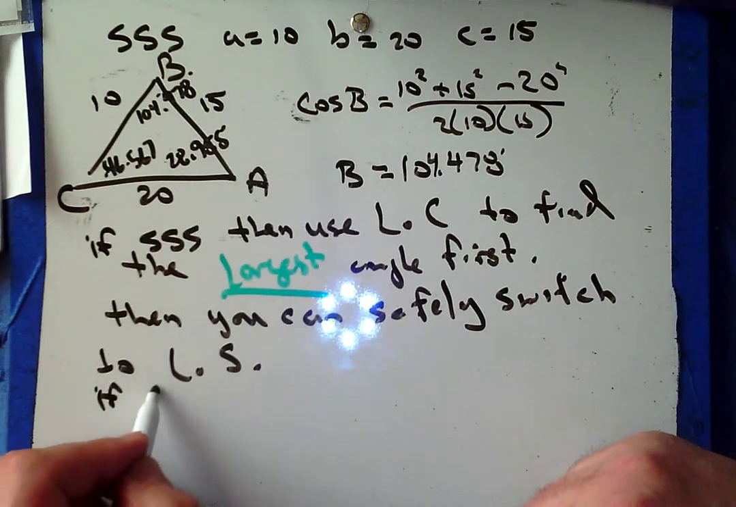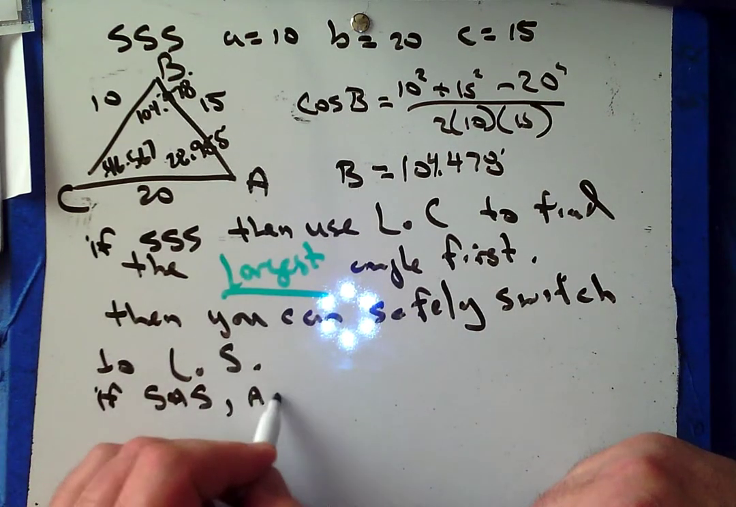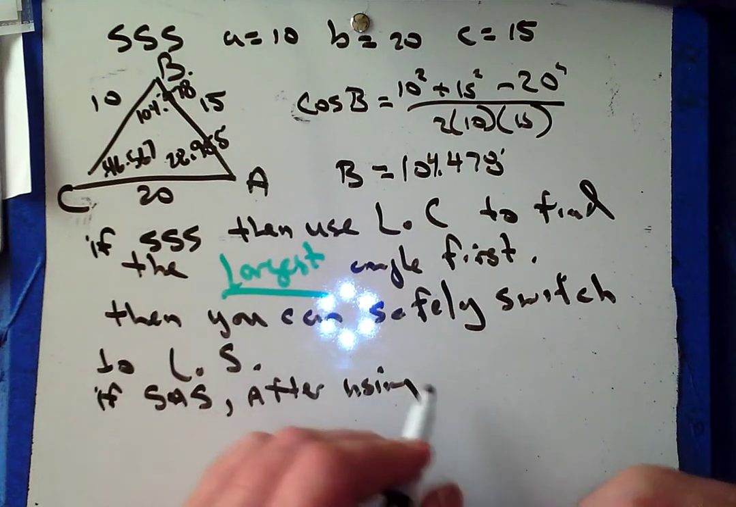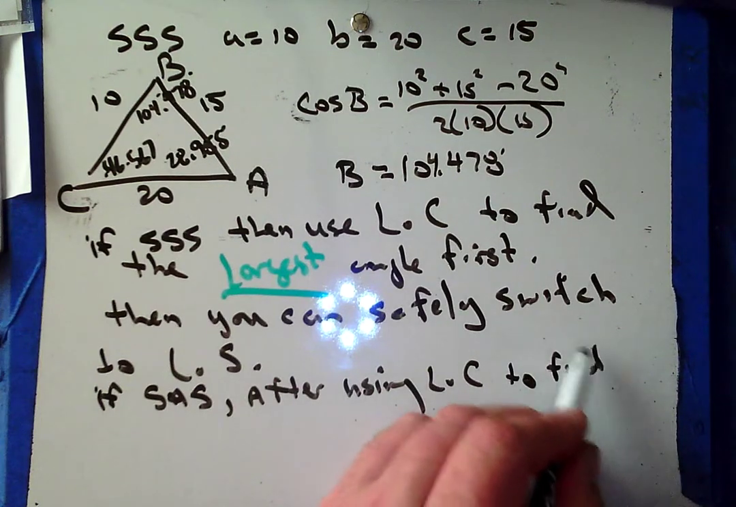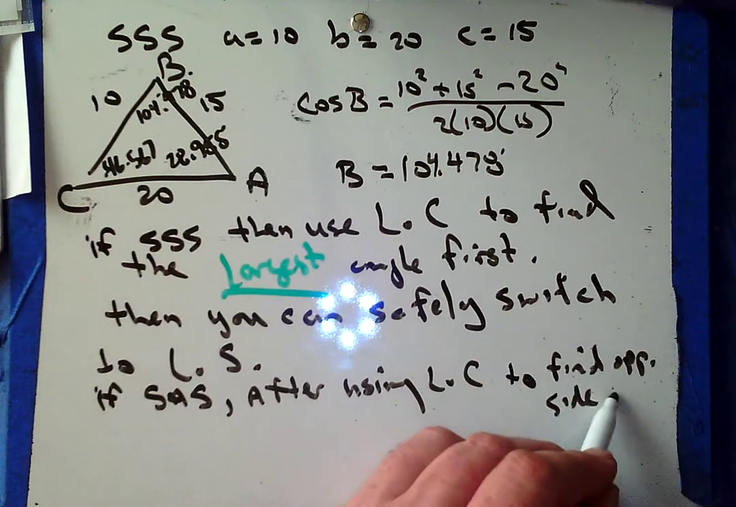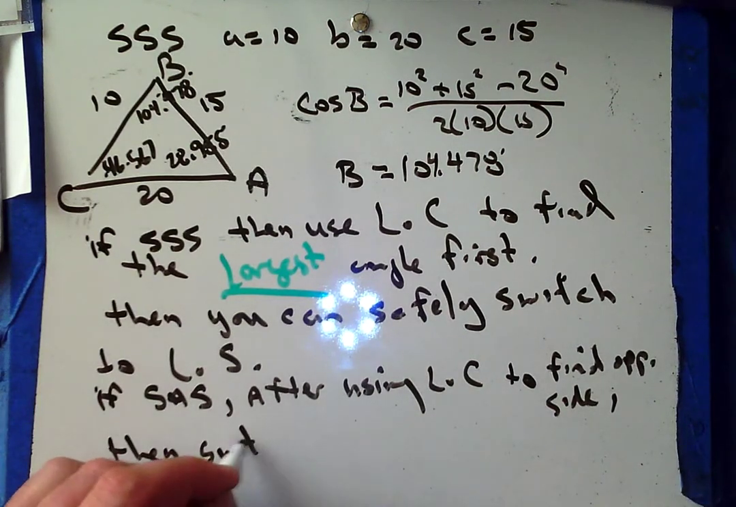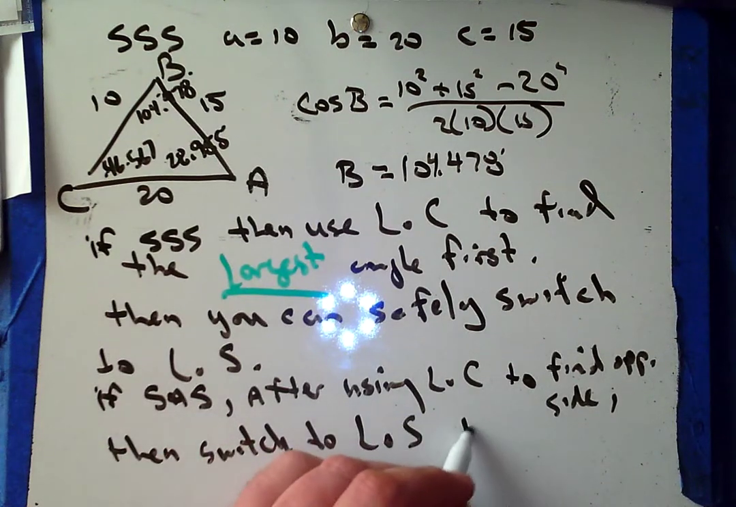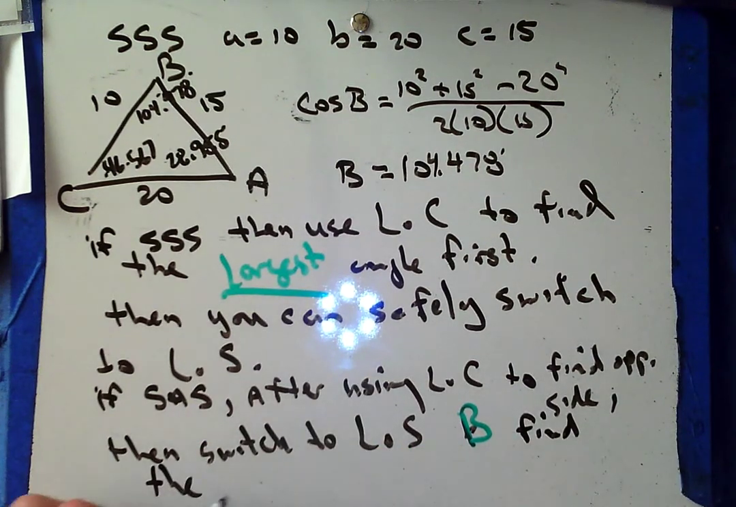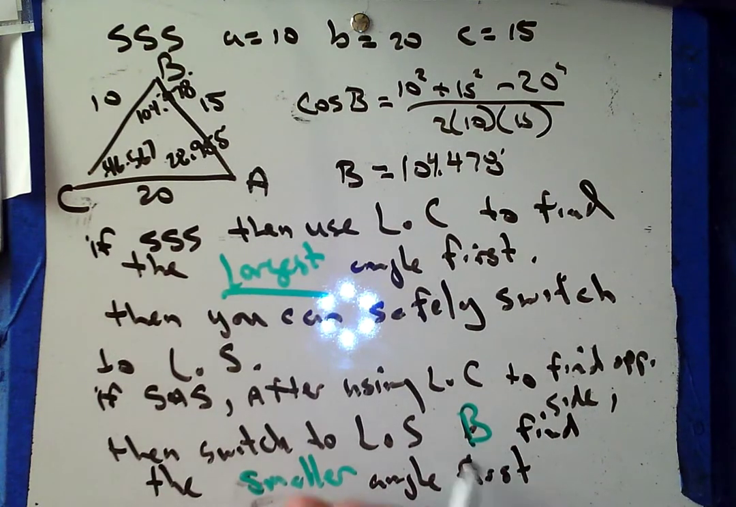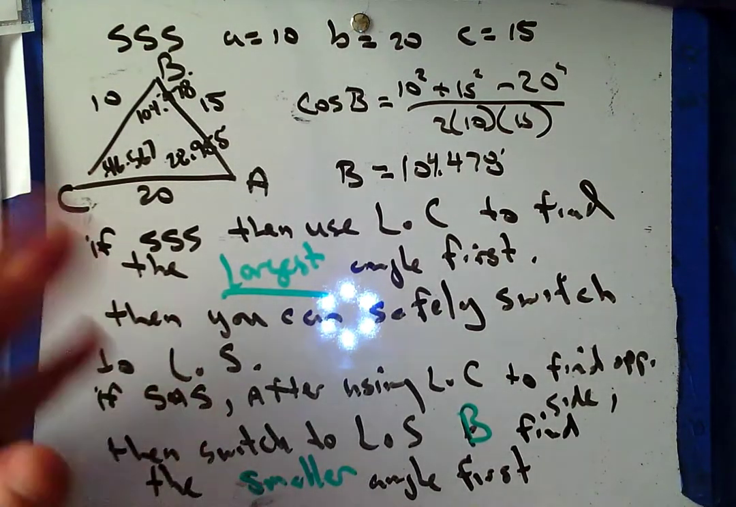But if we have side, angle, side, after using law of cosines, we can only ever find the opposite side, then switch to law of sines, but find the smaller angle first. Now, I'm dyslexic, and so I mix stuff like this up all the time.